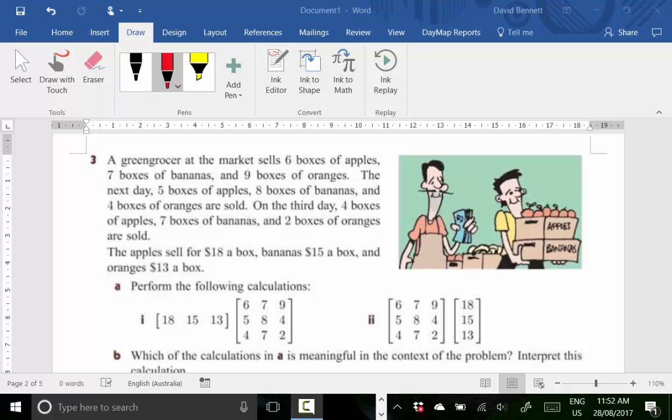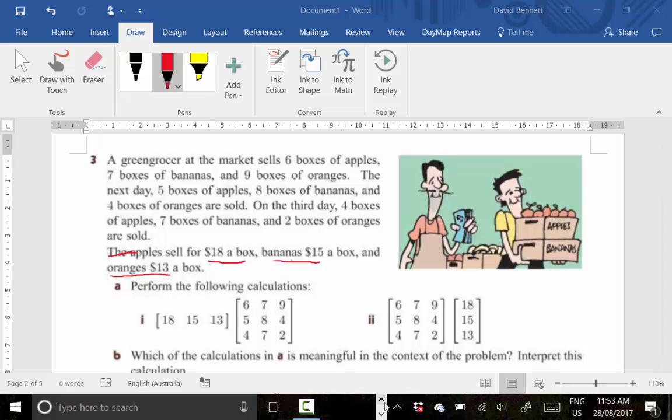In question 3, we've got a greengrocer who's selling boxes of apples, bananas and oranges, and it's told you how many they're selling over a 3-day period. Then it's got some information where you're looking at the price per box of bananas, apples and oranges. All right, so that's the information. Now it's got you to perform 2 calculations, so we might do those straight away.